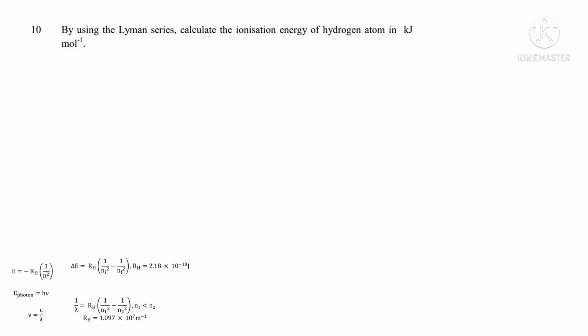Now we look at the last calculation question in 2.1, ionization energy of hydrogen atom. We know that to ionize hydrogen atom, we need to move the electron from n equals to 1 to n equals to infinity. By moving electron from n equals to 1 to n equals to infinity, we basically remove the electron from the atom and make it into an ion.